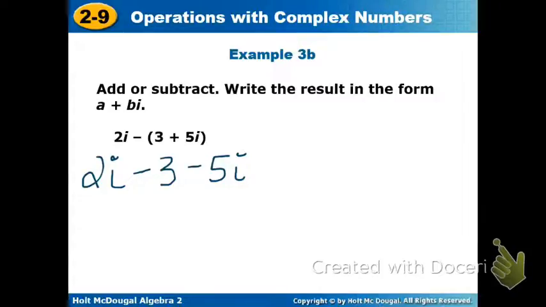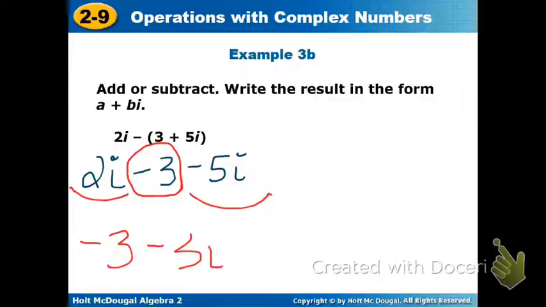Now, combining like terms. I've got my real part right here. Is there anything else that's real? No, so that's going to come out front. Now you've got your imaginary. You've got 2i and a negative 5i. So 2 minus 5 is negative 3, and then you put the i back with it. Negative 3 minus 3i.